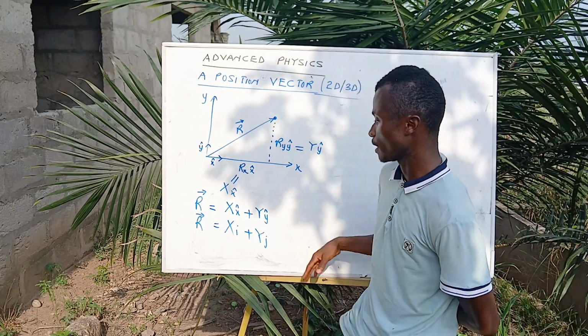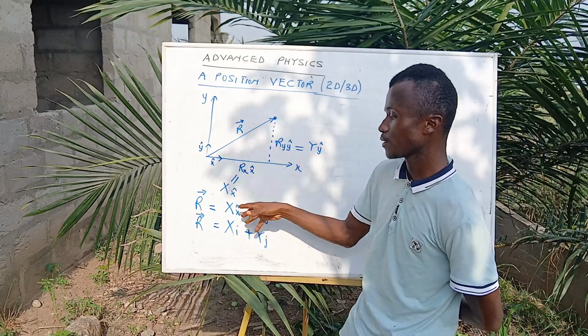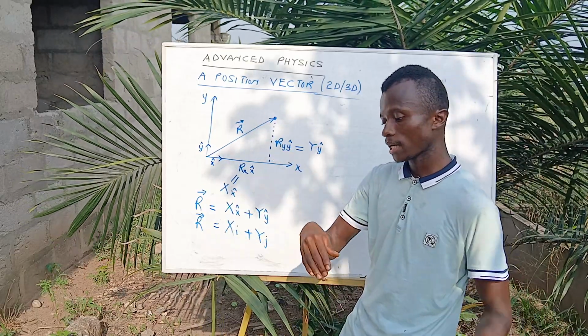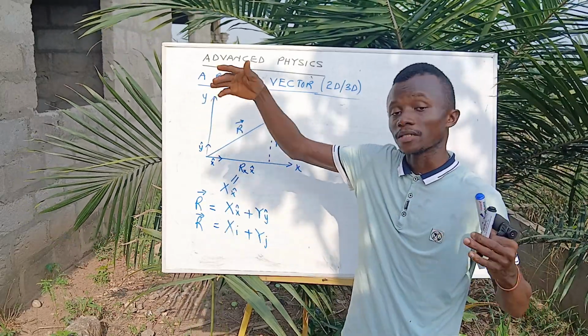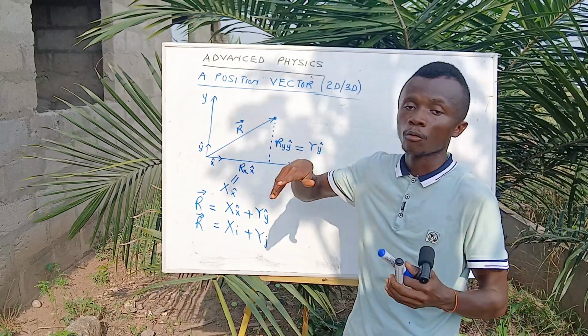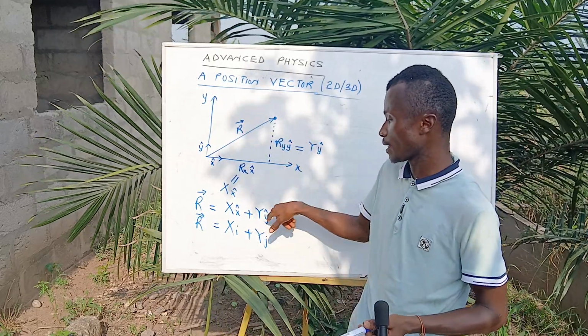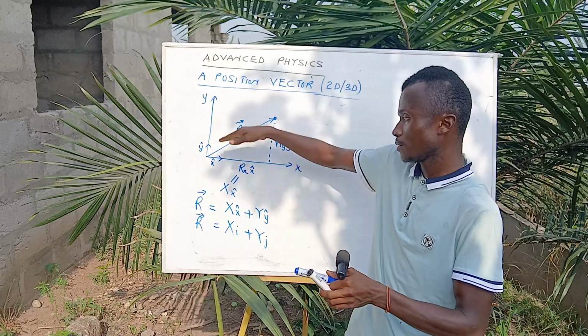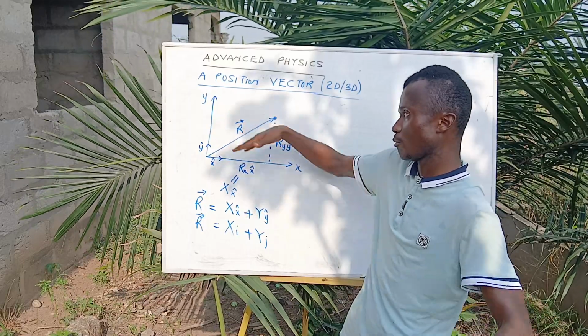So the position of an object in 2D space is unlike 1D. The 1D had only one magnitude. That was all. But in 2D, it will have two magnitudes in their respective directions, x and then y.